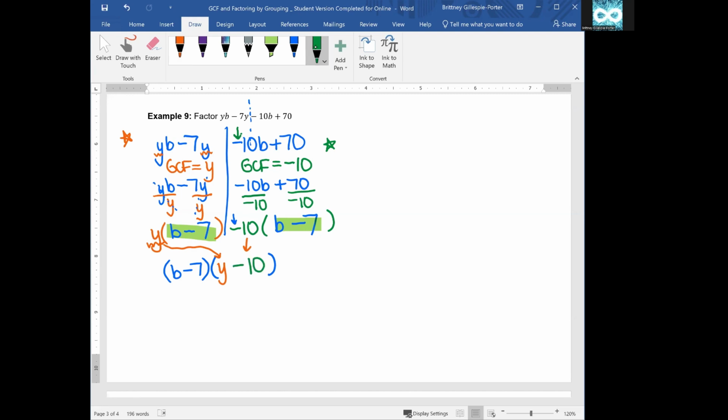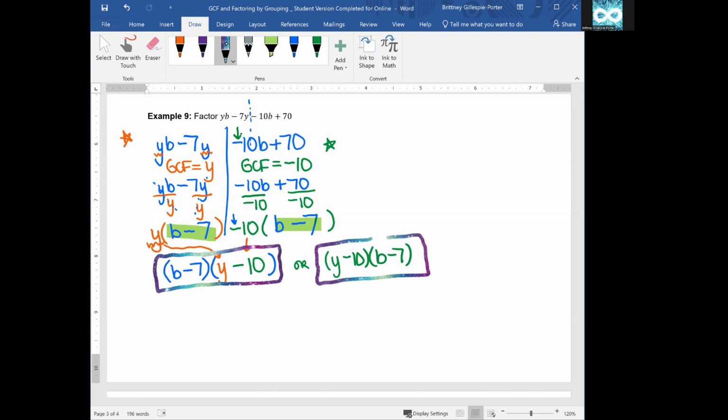And remember that your answer could also be y minus 10 times b minus 7. Either one of these is fine. Remember, the order doesn't matter, but the signs do. So you cannot have 10 minus y. You can't have 7 minus b because both the b and the y were positive while the numbers were negative.